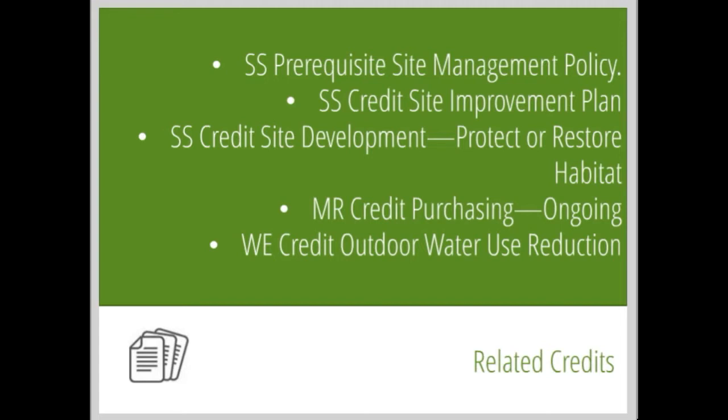By now, I'm sure it's clear why SS Prerequisite Site Management Policy is a related credit. Crafting a policy for the Prereq that clearly establishes strategies, guidelines, and goals will facilitate meeting the requirements of this credit. SS Credit Site Improvement Plan is also a related credit. We will take a look at this next. Soil testing completed for this credit can be used to inform the long-term objectives of the site improvement plan for the related credit.